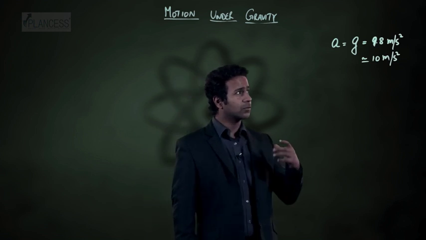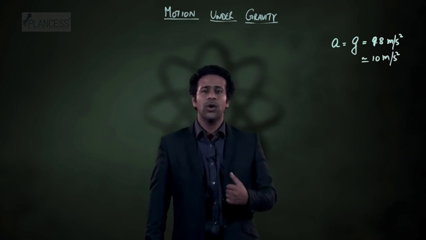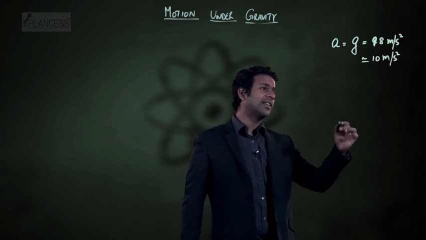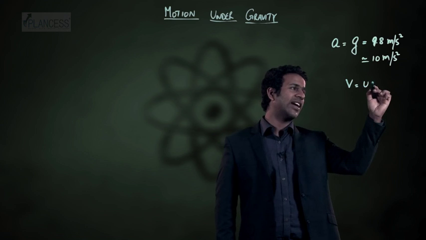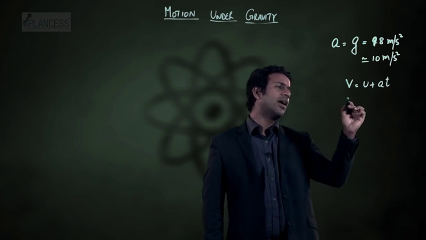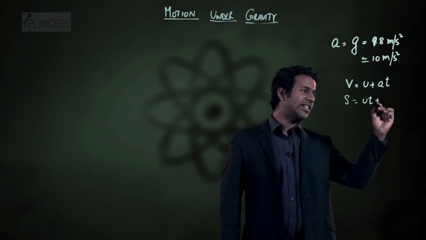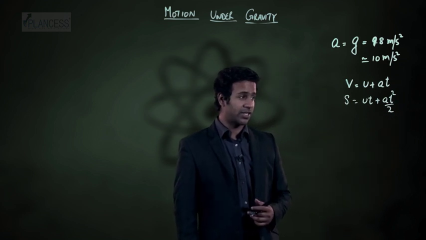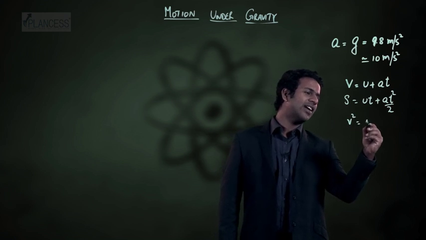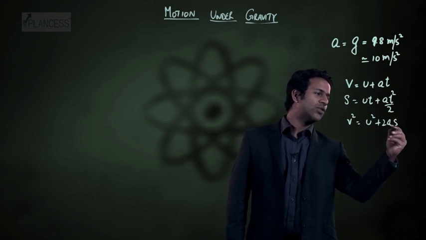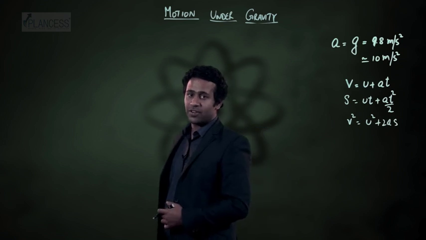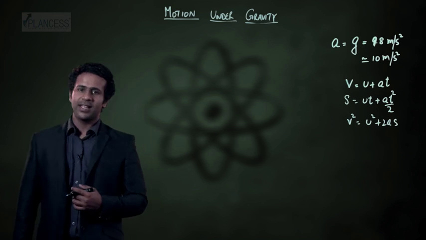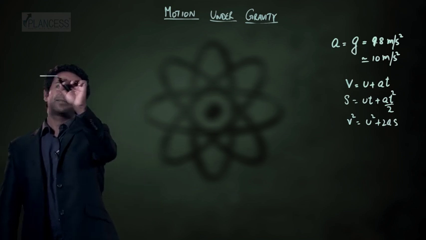Right? So now, since we know that the acceleration is constant, we can apply the three equations of motion that we had studied. Because if you recall, we had said that these equations are valid if and only if the acceleration is constant. So these are the three equations of motion which we can use in case of gravity. Let's look at a few cases and see how we can do that.